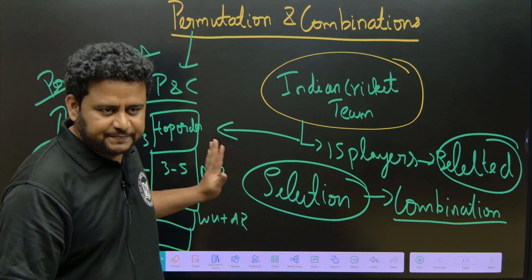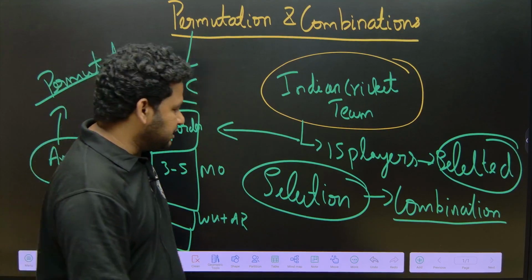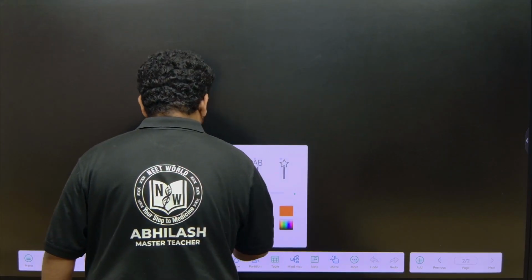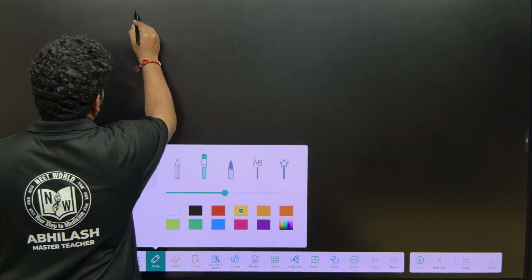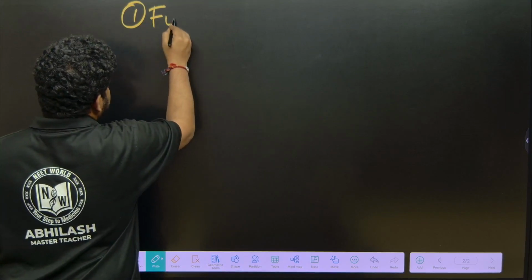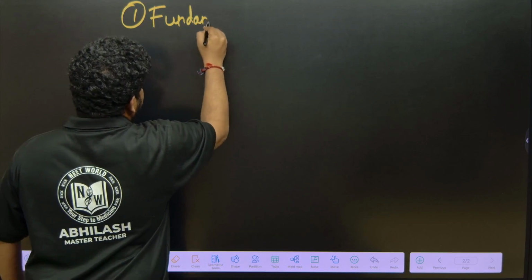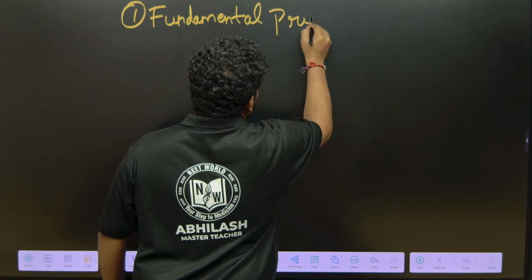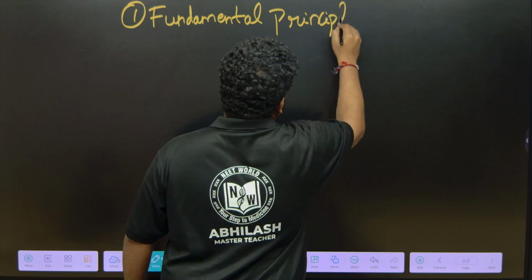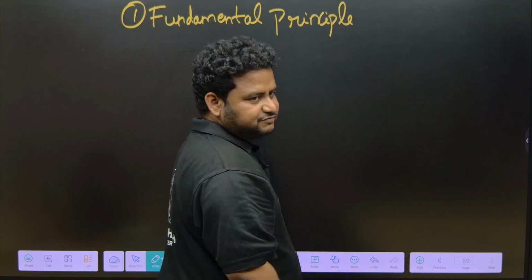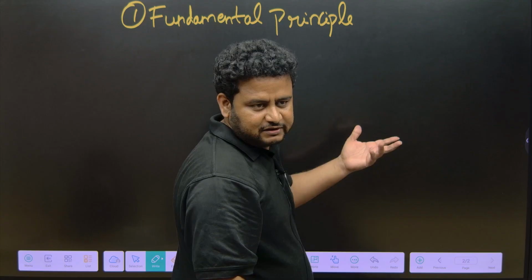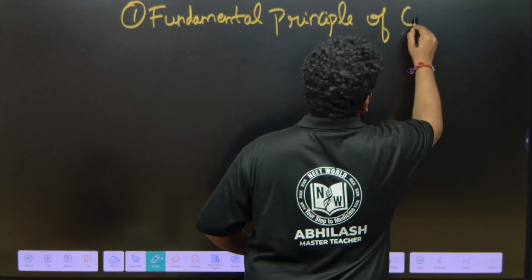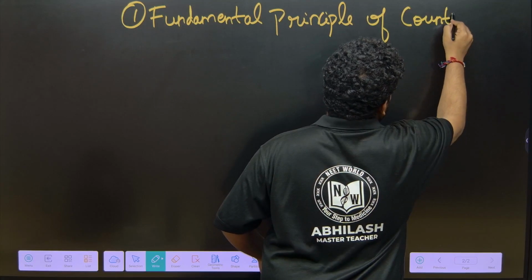Permutation. That's it. That is the basic meaning of permutation and combination. And here the first topic which comes is called fundamental principle of counting. You can see fundamental principle, so many chapters it comes. Fundamental principle of arithmetic, fundamental principle of calculus, fundamental principle of counting. Here we are learning counting, fundamental principle of counting.